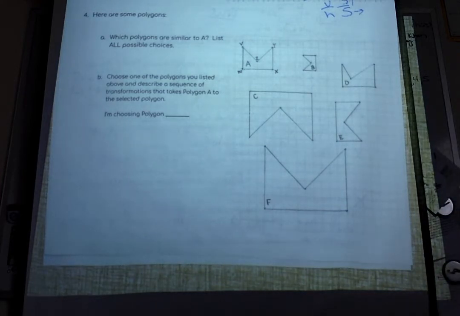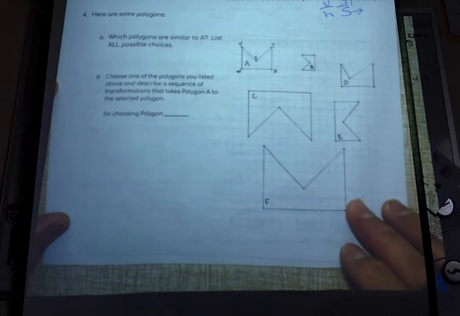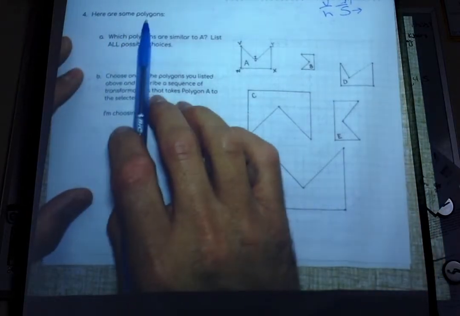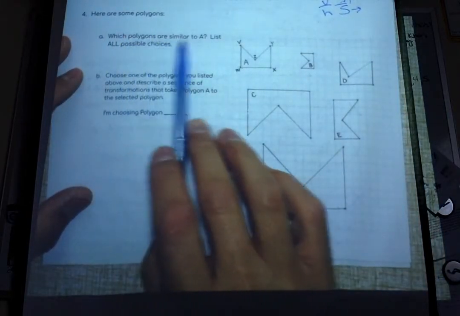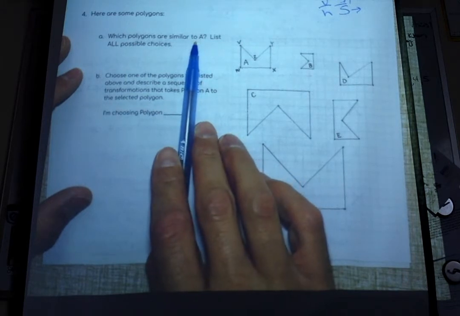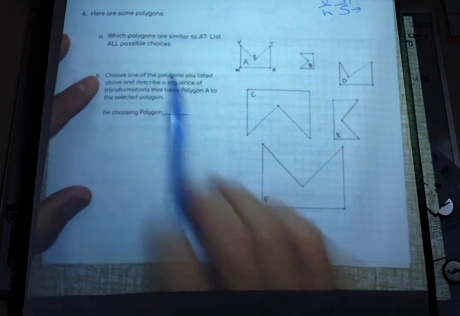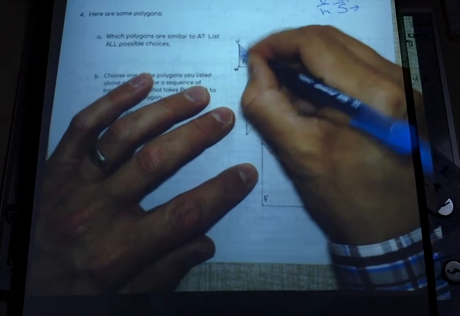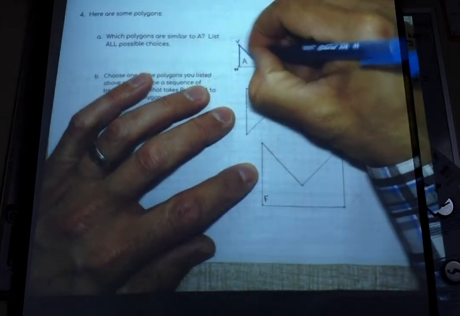So on number 4, what you're doing, it says, here are some polygons. It says, which polygons are similar to A? List all the possible choices. So I'm just going to highlight, this is A. This is where we're comparing everything off of.